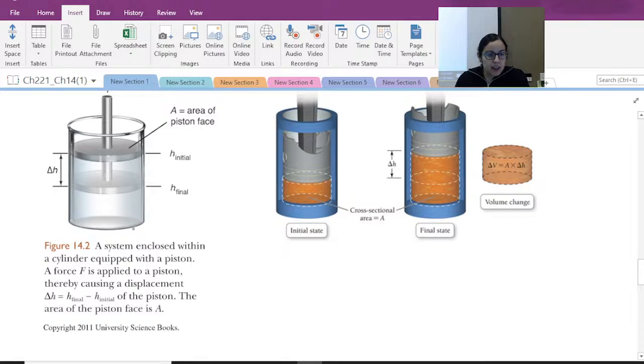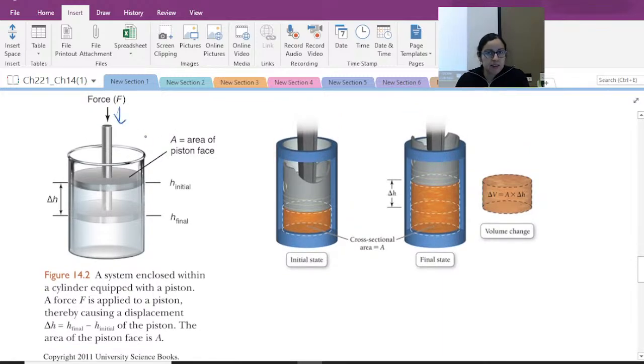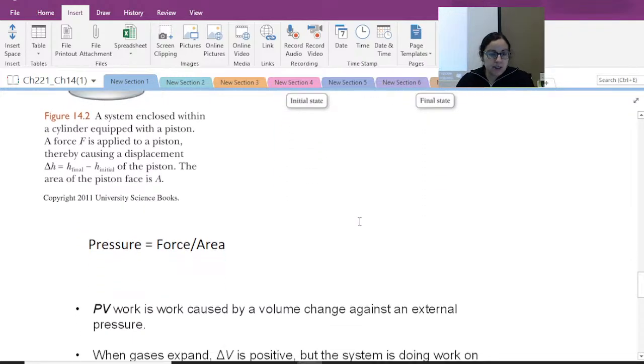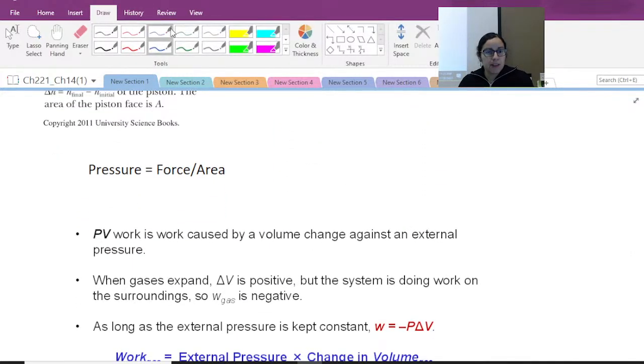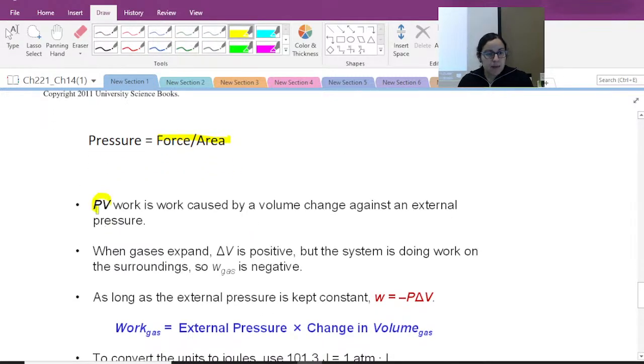So we have a system enclosed with a cylinder and a piston, and a force is applied to the piston, in this case pushing it down, and so it causes displacement. So we have our volume change. So any sort of piston action is work being done on the system, and pressure is, of course, force over area. And so pressure-volume work is work caused by a volume change against an external pressure.